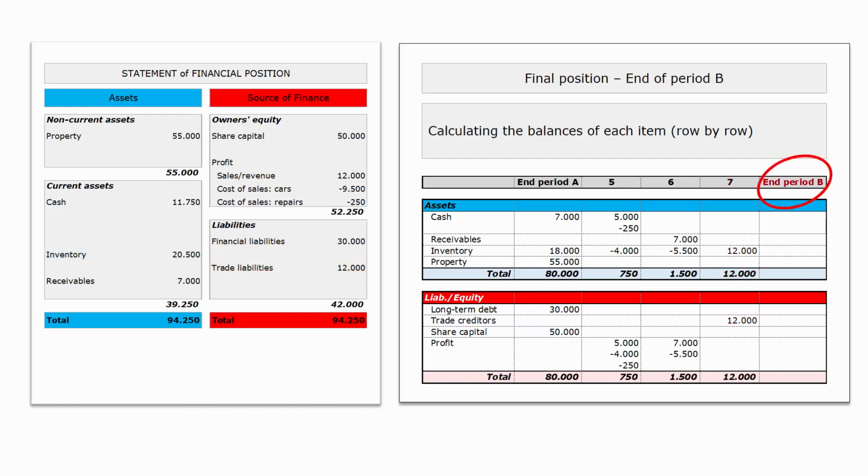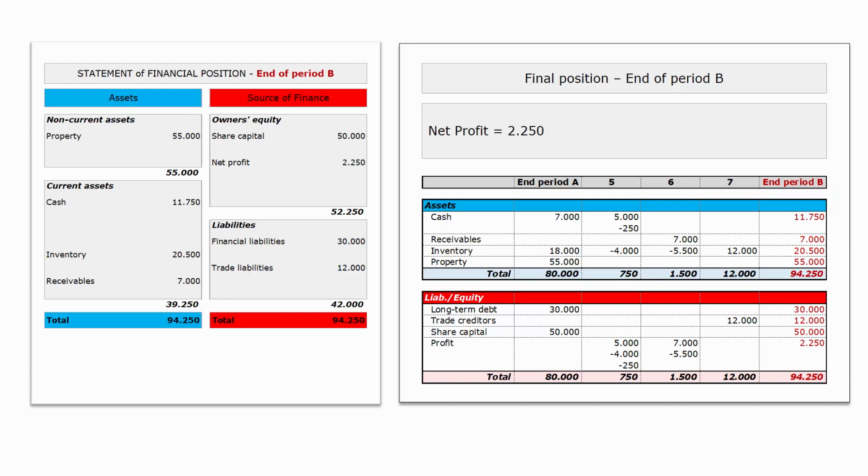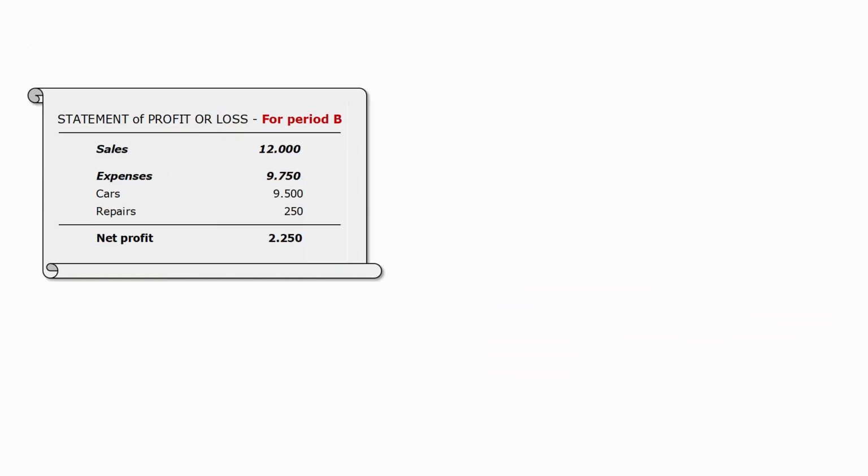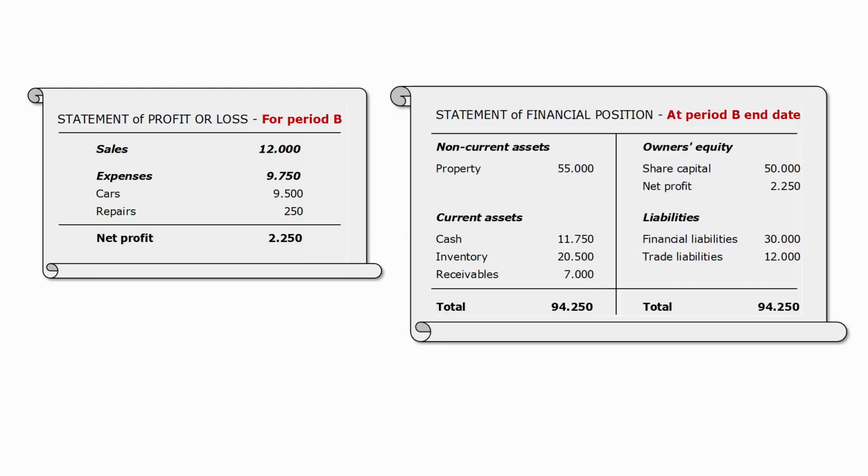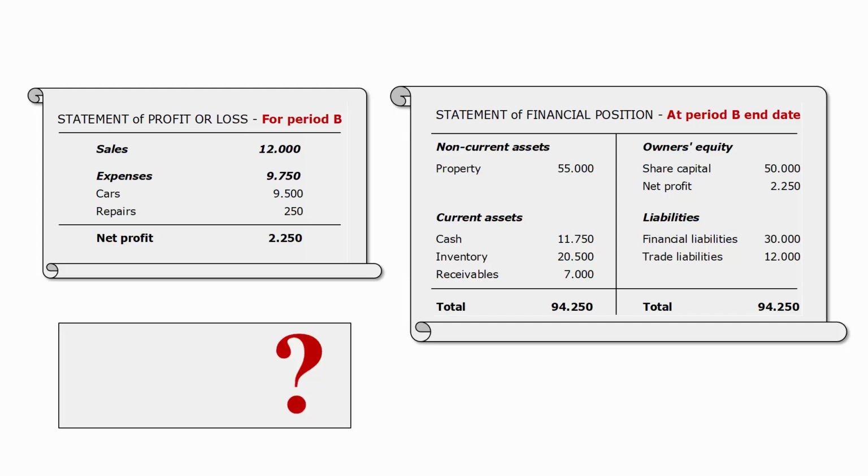Reaching the end of period B, we let the system recalculate all the company's account balances. The statement of profit or loss provides an overview of all revenue and expense items for the period. The statement of financial position, the balance sheet, at the end of period B would look like this. Note that at this point, neither the statement of profit or loss for period B nor the balance sheet snapshot at the end of period B is complete.